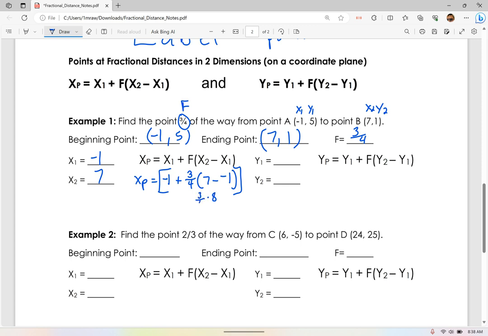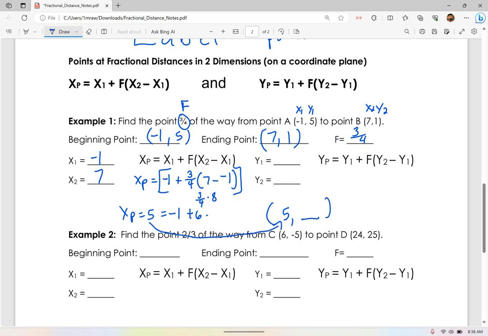8 times 3/4 is going to be 12, I believe. 24 or 6, sorry. 8 times 3 is 24. 24 divided by 4 is 6. So you have -1 plus 6, which equals 5. And that is what xp is. So we know our point so far is going to be at 5 comma something, right? Now we got to find the y.